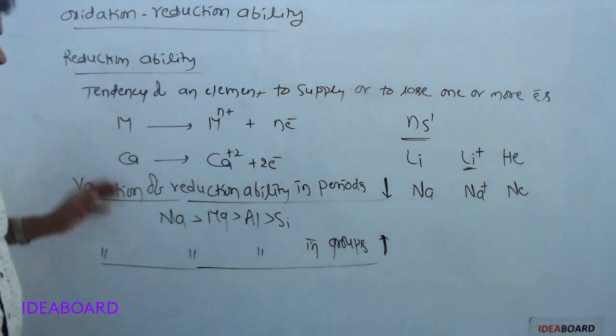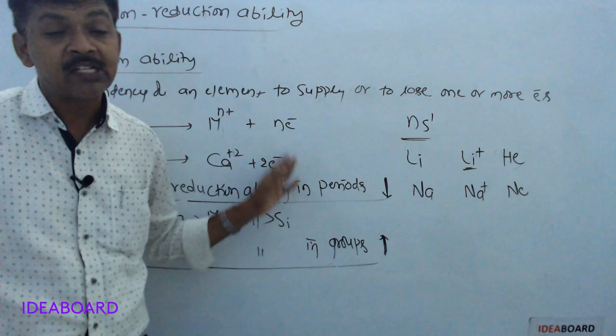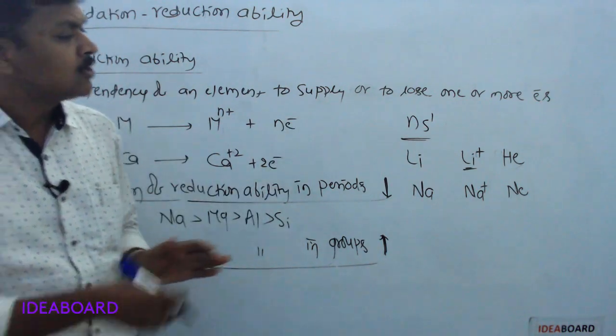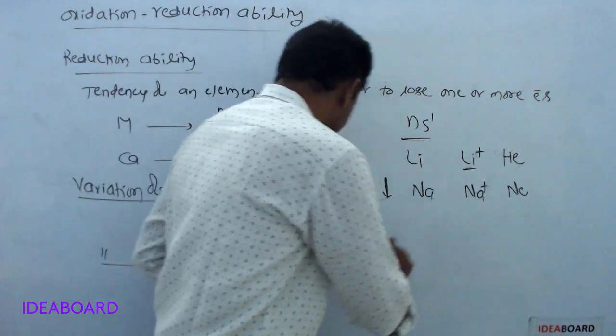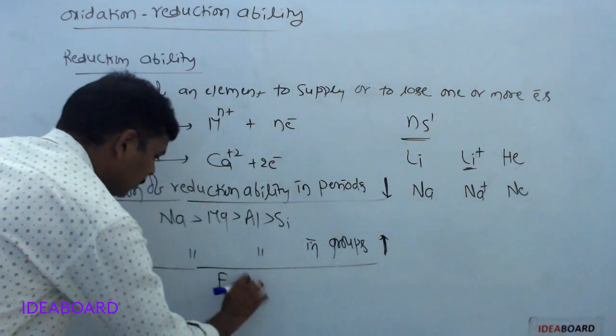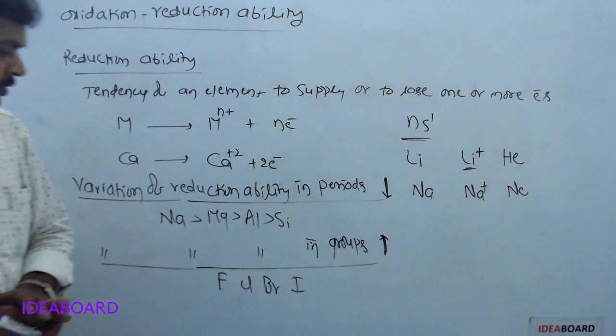In the periodic table, alkali metals, that is first A group elements, are the best reducing agents. Next, halogens are the best oxidizing agents: fluorine, chlorine, bromine, iodine. These are the best oxidizing agents.